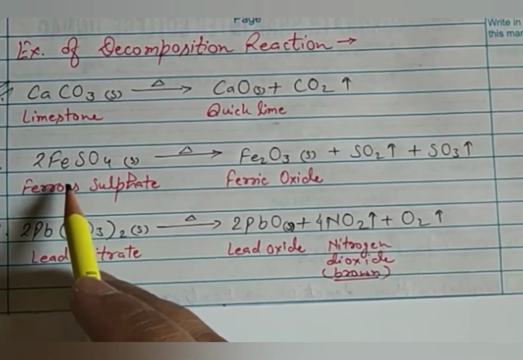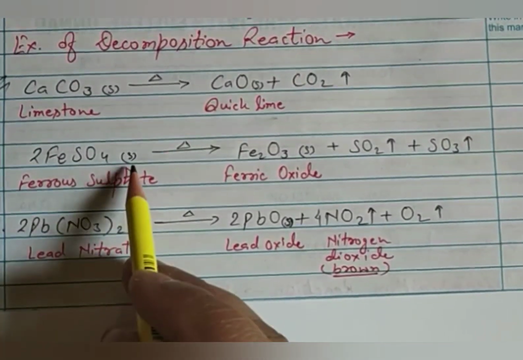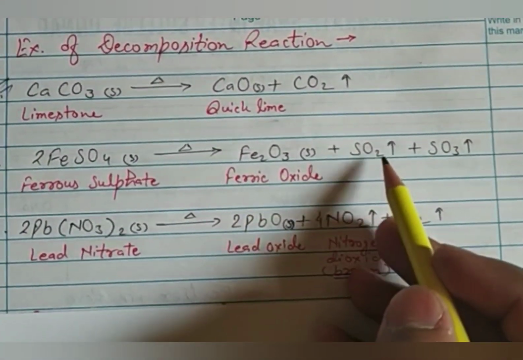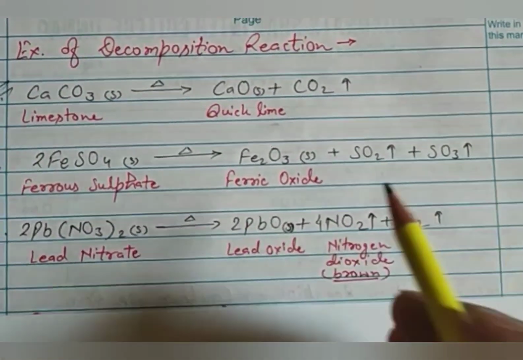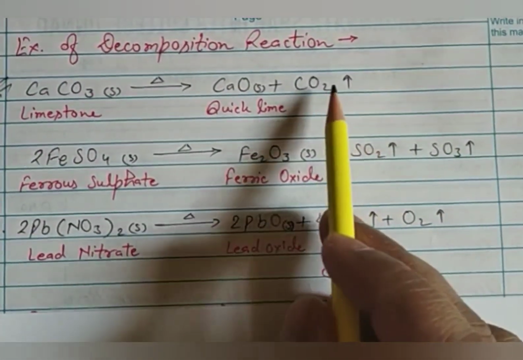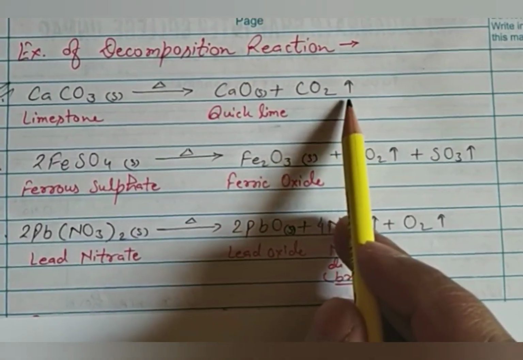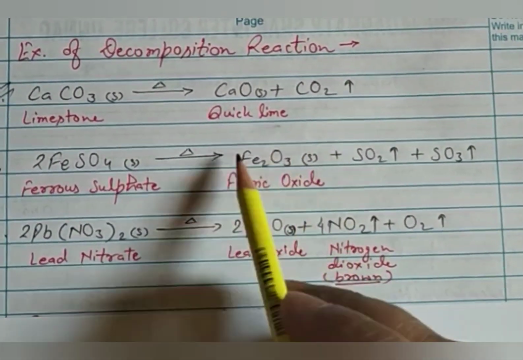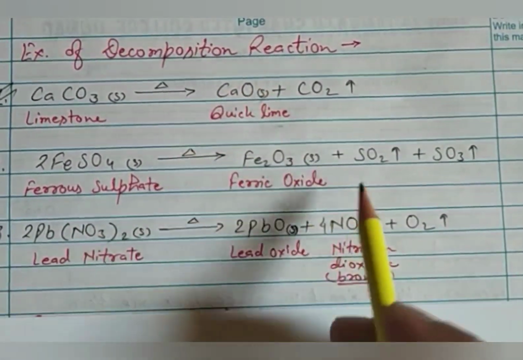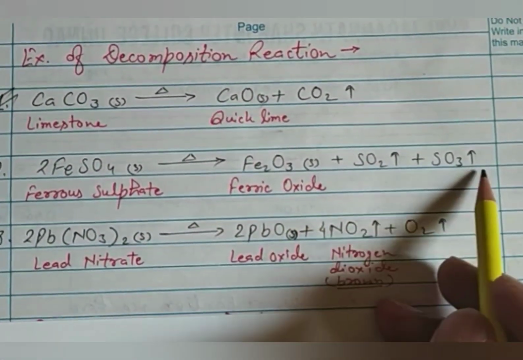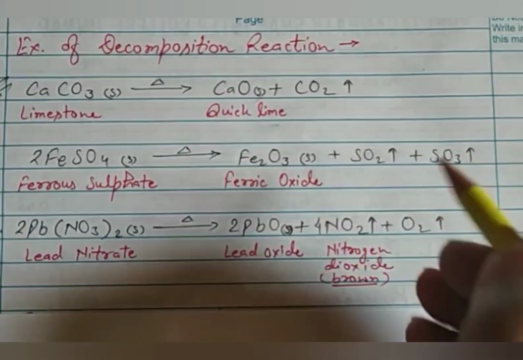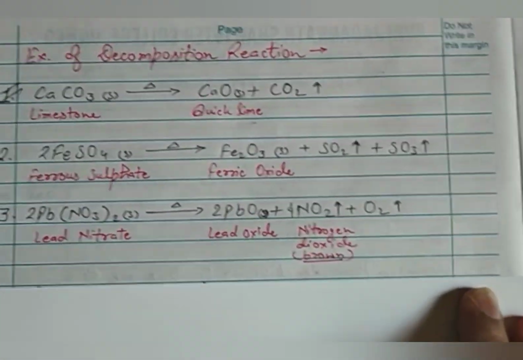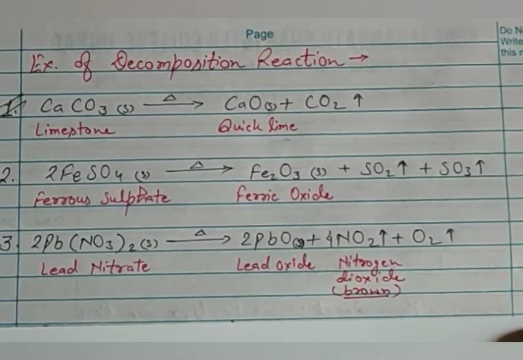Next is the compound ferrous sulfate. When ferrous sulfate is heated, it breaks into ferric oxide, sulfur dioxide and sulfur trioxide. Here some gases are evolved, like in the earlier equation carbon dioxide was evolving. Here ferric oxide is a solid substance. Here calcium oxide was a solid substance. And sulfur dioxide and sulfur trioxide are released in the gaseous state. We can easily predict these gases by their pungent smell.